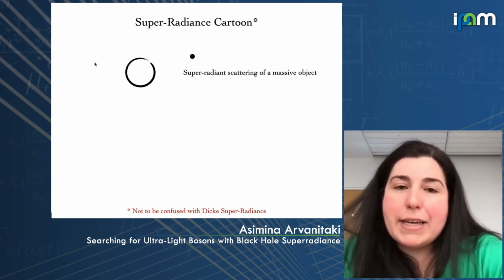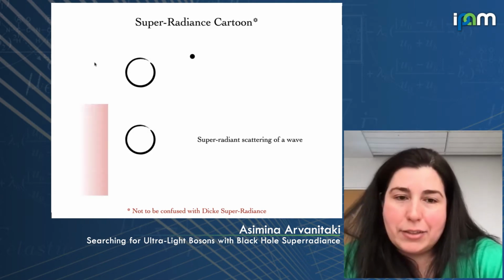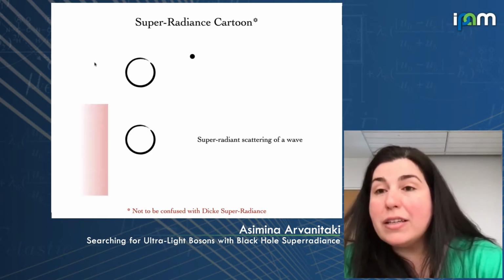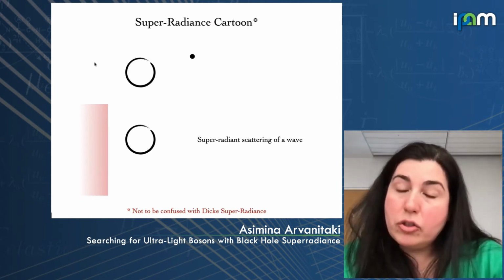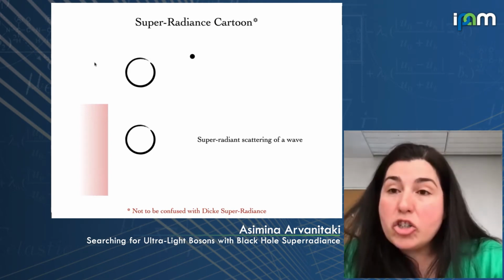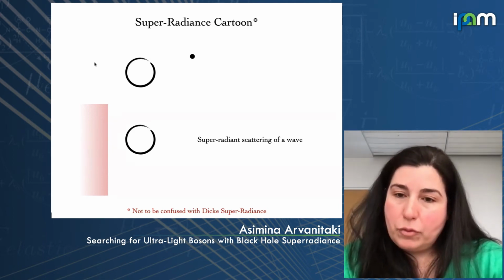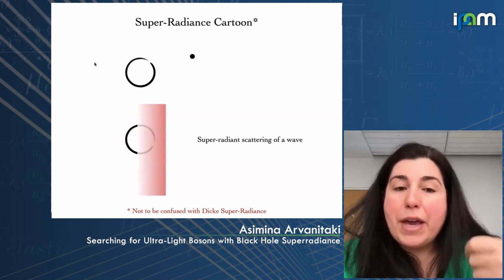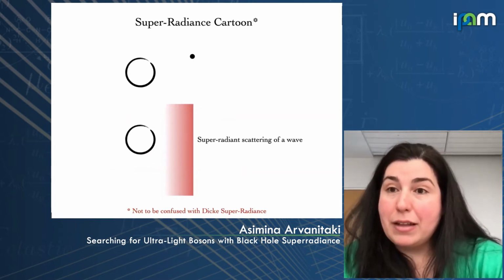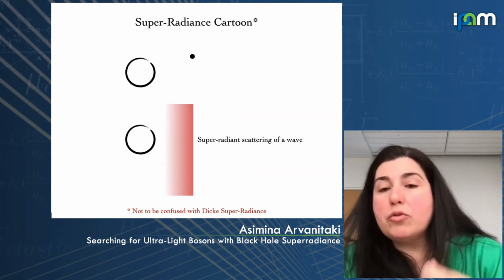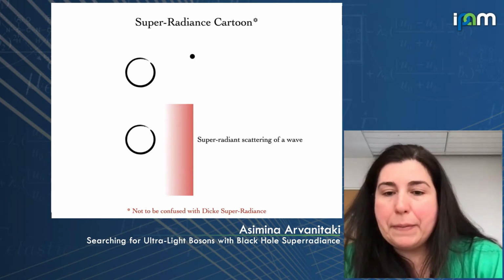So if you take a rotating conducting cylinder and you scatter an electromagnetic wave from it, if the angular velocity of the cylinder is larger than the angular velocity of the wave, then the wave will come out amplified, okay, from the scattering process. This is what is known as superradiance scattering, okay?